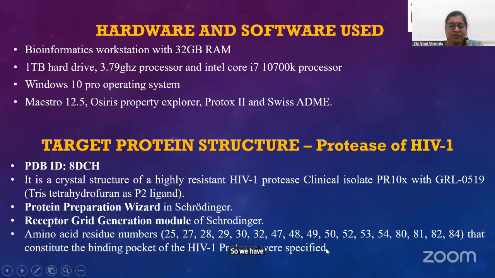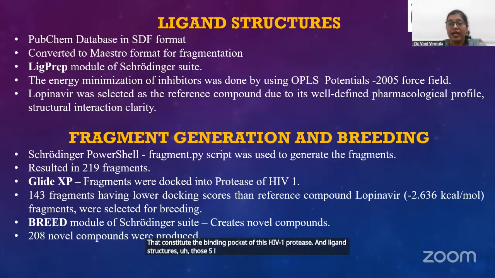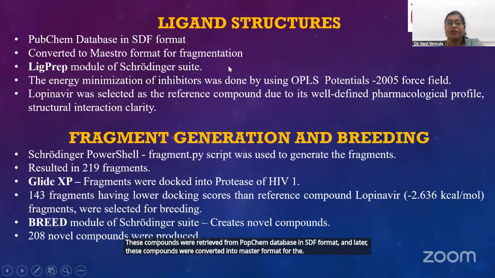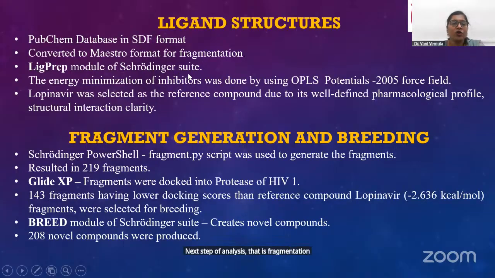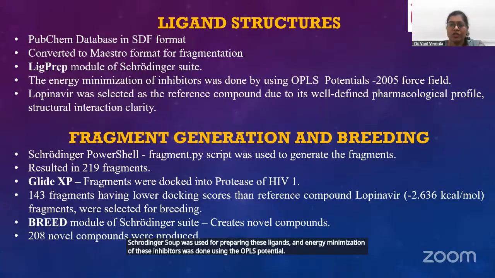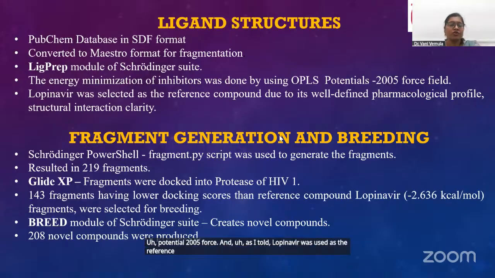So we have taken these amino acid residues mentioned here that constitute the binding pocket of this HIV-1 protease. The ligand structures, those 5 natural antiviral compounds specified earlier, were retrieved from the PubChem database in SDF format, and later converted into Maestro format for the next step of analysis, that is fragmentation. The LigPrep module of Schrodinger was used for preparing these ligands, and energy minimization was done using the OPLS 2005 force field. And as I told, lopinavir was used as the reference compound for the entire study.